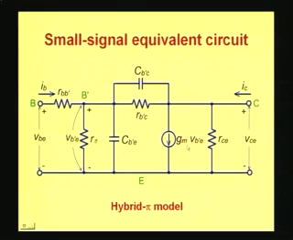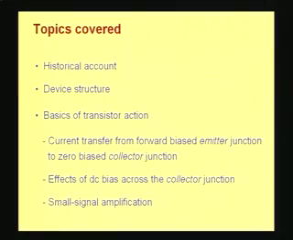Now to explain these DC and small signal characteristics, we will proceed as follows. First, we will discuss a historical account of how the transistor came into being, how it was invented, under what conditions. Then we will discuss the device structure, that is the real structure, and the simplified structure that we will use for the purpose of our analysis.